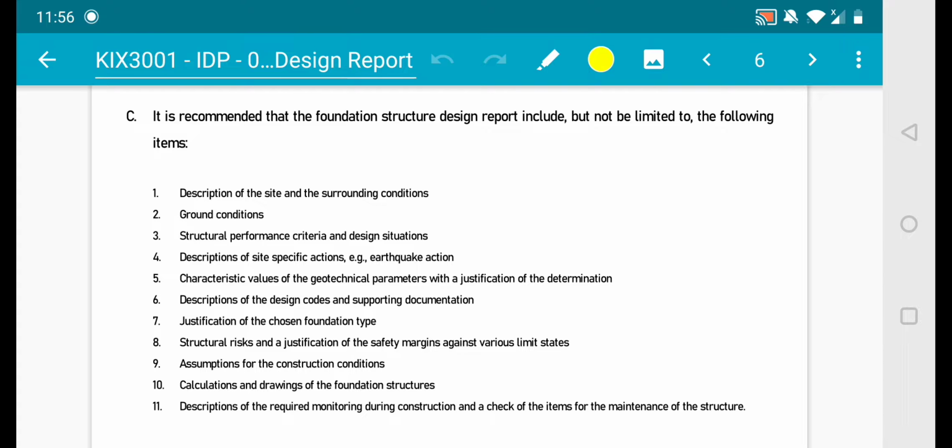It is recommended that the foundation structure design report include but not be limited to the following items. So a total of 11 important pieces of information you need to provide in the report. But if you don't have it, then it's okay. Just fill in whatever information that you have on your part.